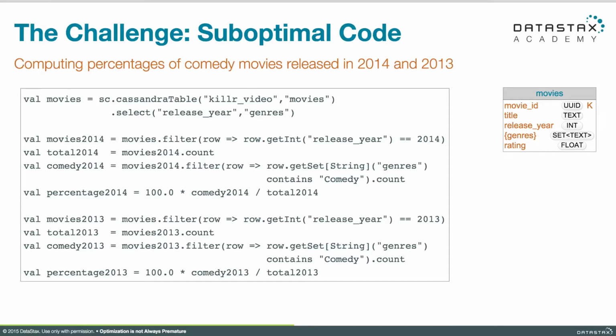Again, very straightforward. Moving on in the example, we do the same thing with movies released in 2013. We filter our movies RDD for release year of 2013, then we run a count action, then we filter the RDD again for only those movies which are labeled as comedies. We count that and we compute a percentage. Now this code works. It's going to run well. It's just not quite as efficient as it could be.